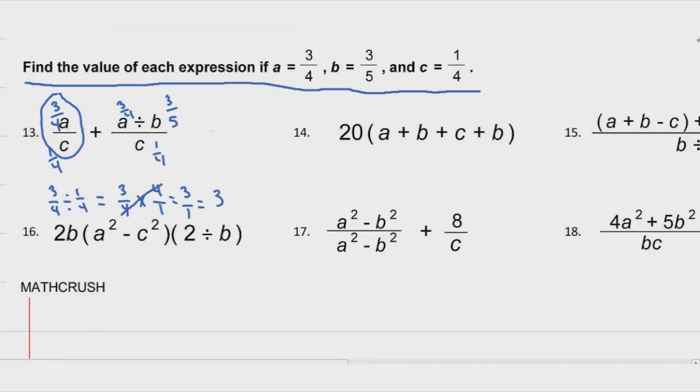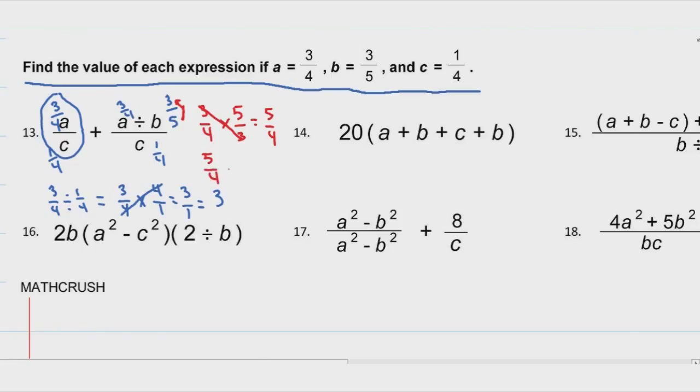Now, let's take a look at the second piece. We have 3/4 divided by 3/5. Again, just change the division to multiplication and flip, or take the reciprocal of 3/5. So that's going to be 5/3. We can cross cancel the 3. Whatever you do to the top, you have to do to the bottom. That gives us 5/4. So now we have 5/4 over 1/4.